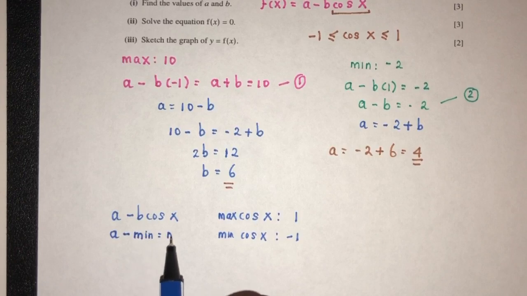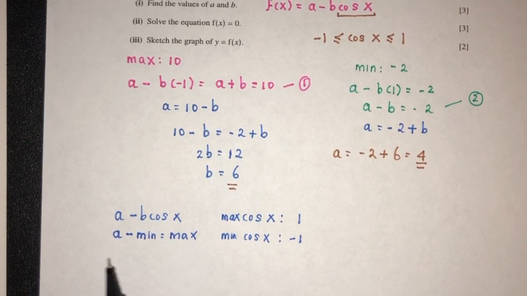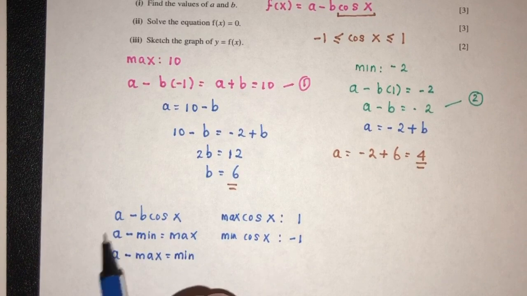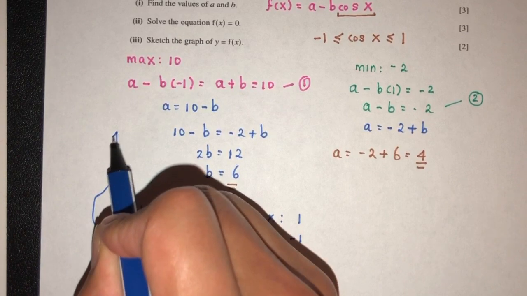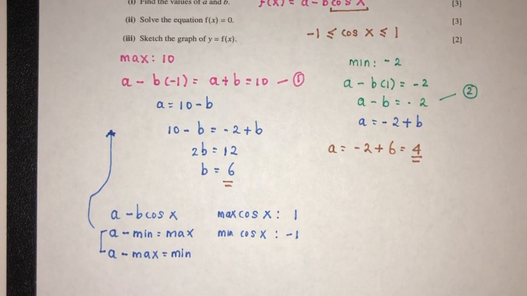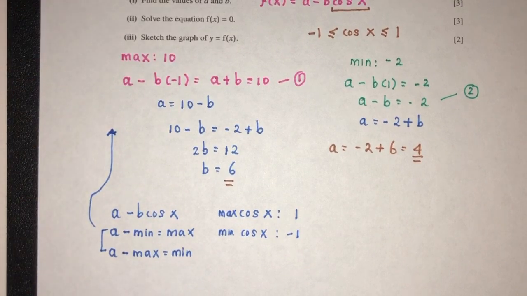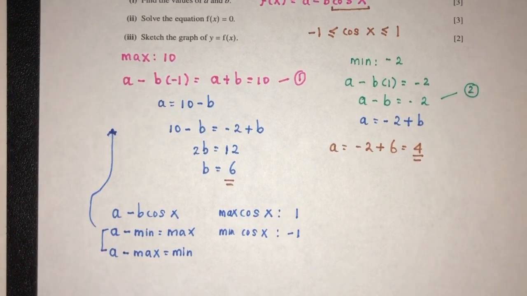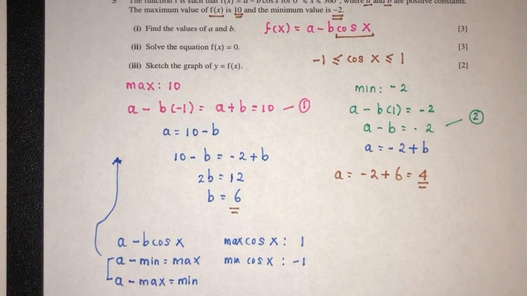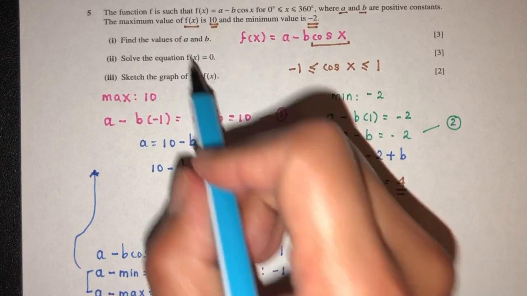when you minus the minimum value, that will give you the maximum value. And here we have a as well. When you minus the maximum value, that will give you the minimum value. Again, that was used in part 1 to find the answer. I hope that makes sense, because this is kind of important to understand how we derive those two in part 1. Now for part 2, solve the equation this equal to 0.